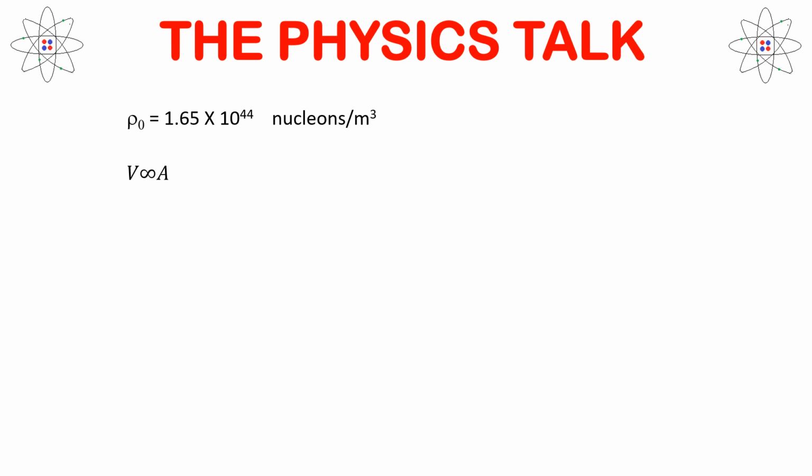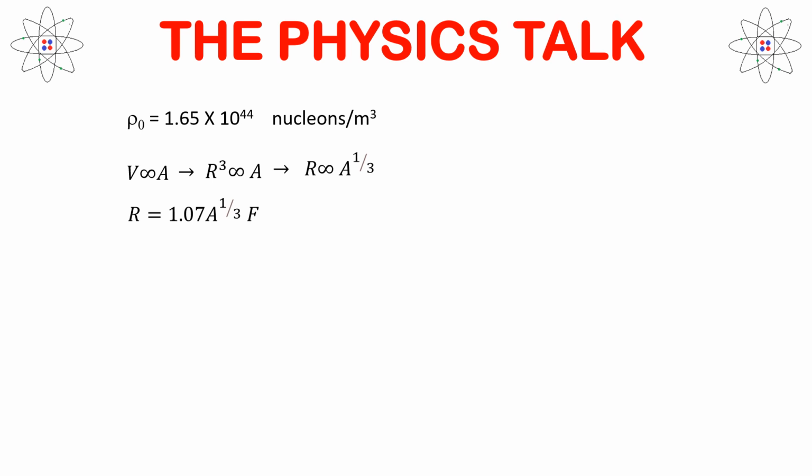If we roughly assume nuclei to be spherical in shape, then their volumes are proportional to the third power of their radii. Hence, nuclear radius is proportional to A to the power one third, where A is the mass number. The value of the proportionality constant found from the experiment is 1.07, and thus R is equal to 1.07 A to the power one third Fermi.